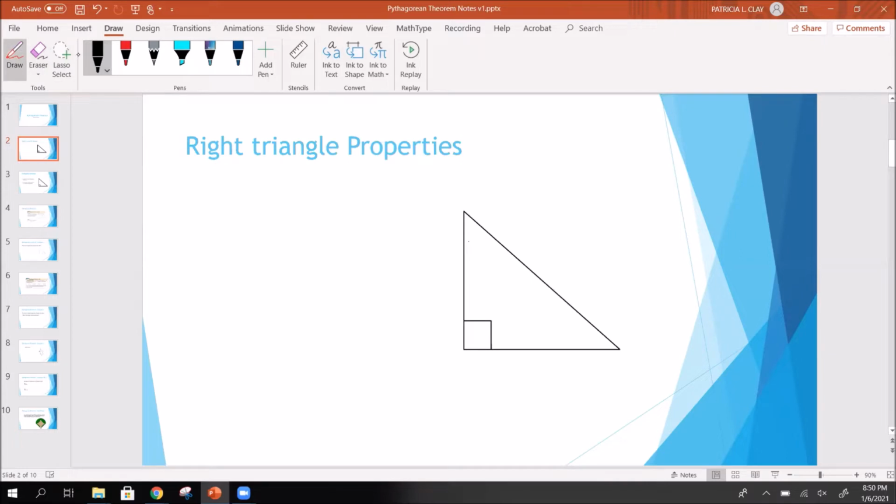It's usually shown by this box right here, and that represents 90 degrees. The other parts of our triangle, we have two legs. A leg right here and a leg right there. If you remember when we talked about that in the fall, you can remember that because they look like the sides of an L. So those are our two legs. Then across from our right angle is our hypotenuse. It's also the longest side of your triangle.